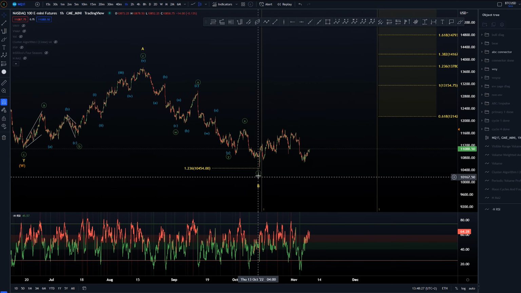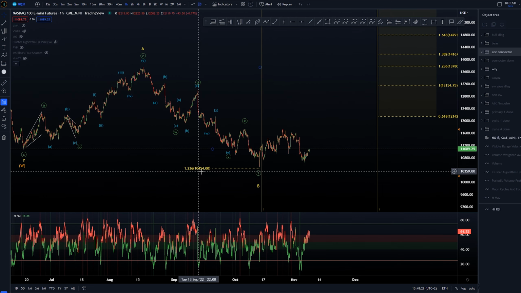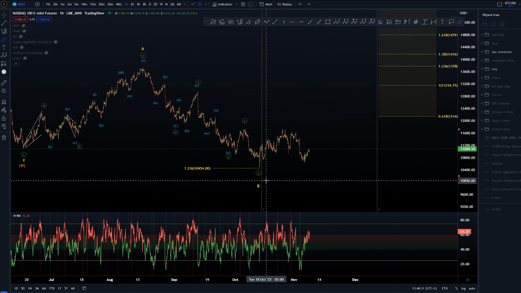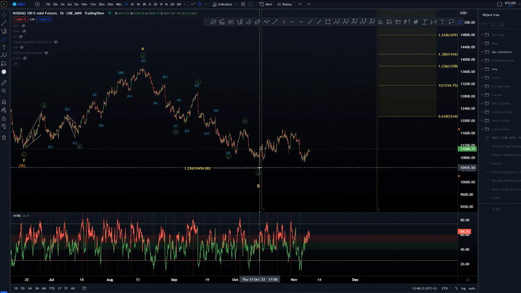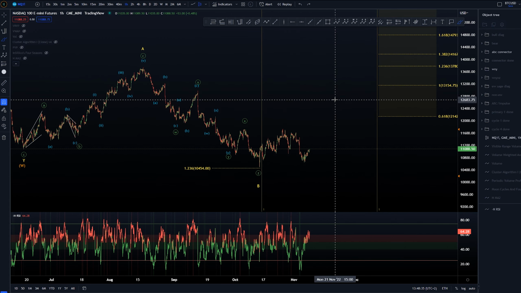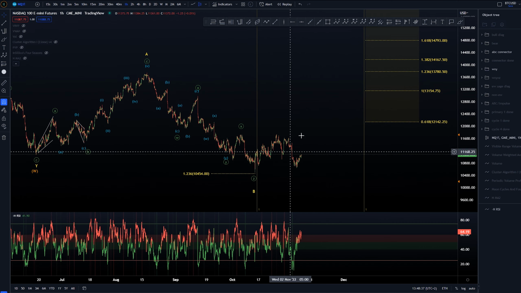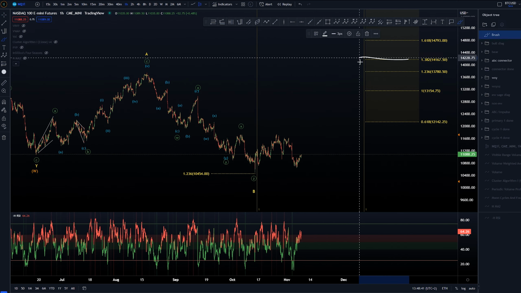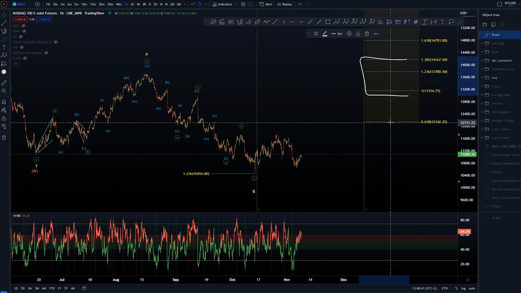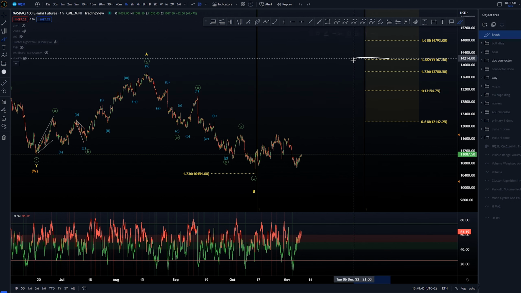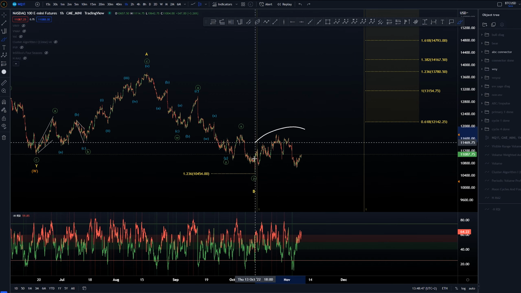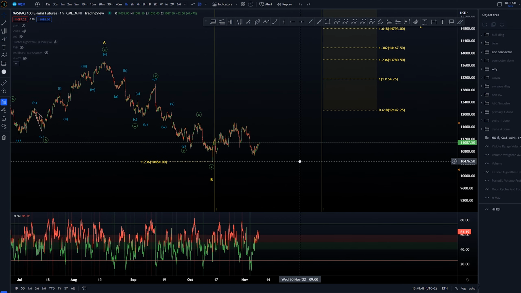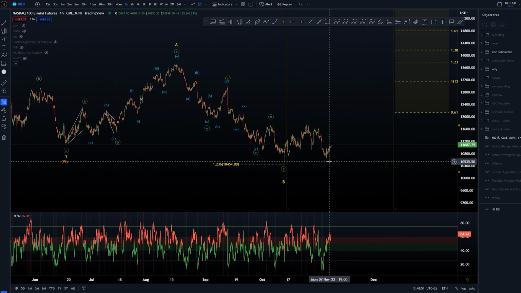Here we have retraced around the 1.236 retracement of this A wave for that wave B, and that is definitely one of the targets for expanded flats or running flats. We have some targets here ranging from 14.2k to 13.1k. This is a large area, but again we need to be tracking what kind of structure we are getting off of these lows.